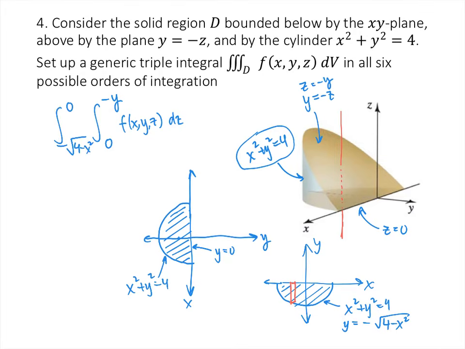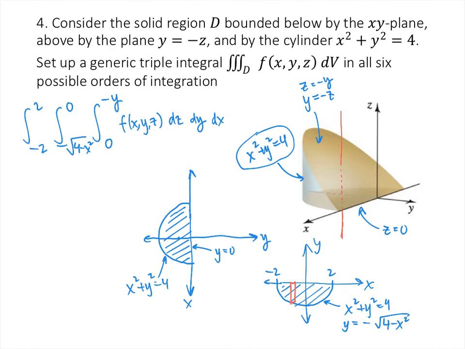And the top of that curve would be y equals 0. And that would be our dy integral. And then x would go from negative 2 to 2. I can tell that because this circle has radius 2. X squared plus y squared equals 4 is the circle of radius 2. And so my x would go from negative 2 to 2, and that would be my dx. So that's one of our 6 orders of integration.